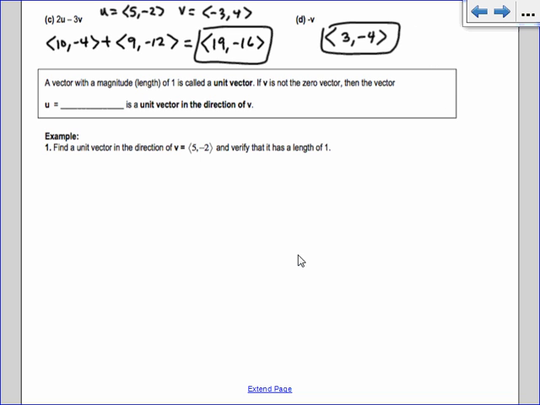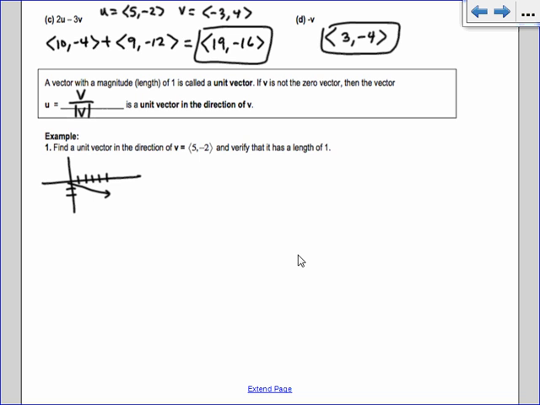Okay, so for this one, it says a vector with a magnitude of 1 is called a unit vector. If v is not a zero vector, then the unit vector u is v divided by the magnitude of v. It says find a unit vector in the direction of 5, -2 and verify that it has a length of 1. So if we have 5, -2, it doesn't have a length of 1. It has a length of the square root of 29. 5 squared plus -2 squared is 29, square root. So the square root of 29 isn't 1.